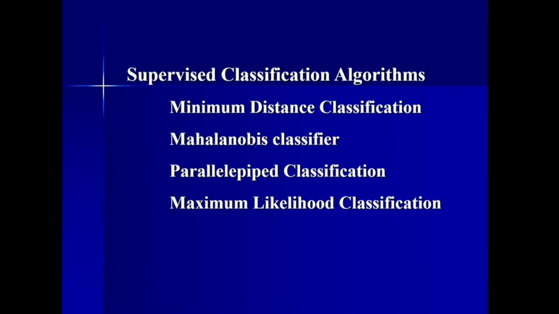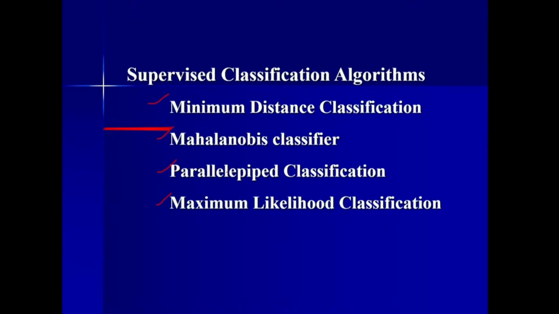So the algorithms, if you see for supervised classification, there are 4 conventional algorithms used. The first one is the minimum distance classifier, the second is the Mahalanobis classifier, the third is the parallelepiped classifier, and the fourth is the maximum likelihood classifier. So how does the minimum distance classifier work?